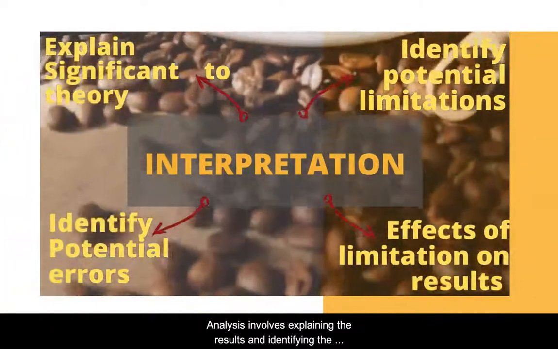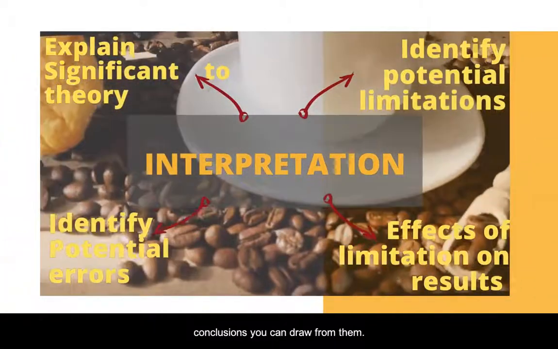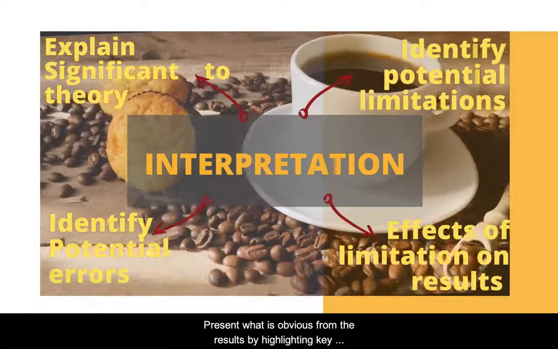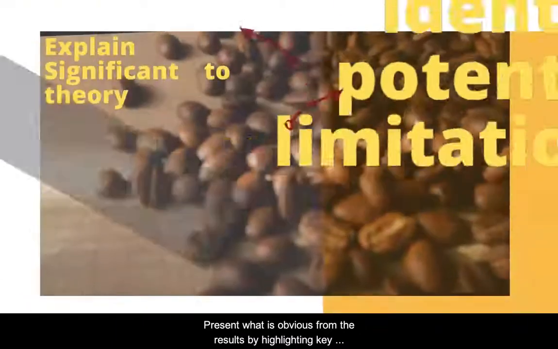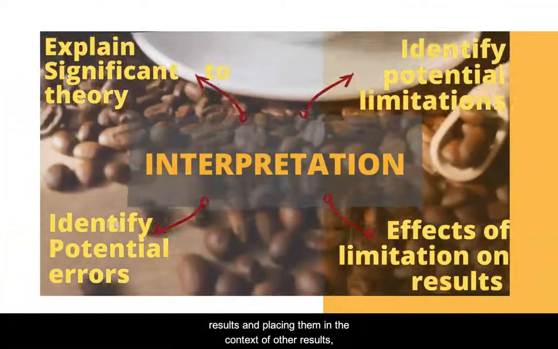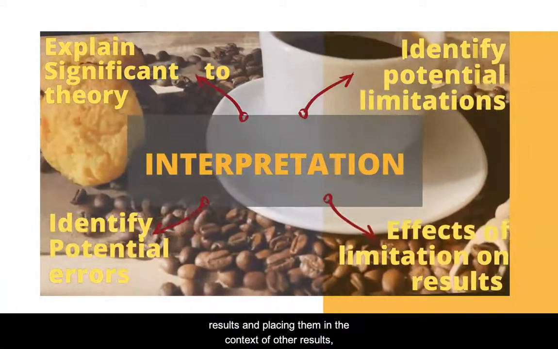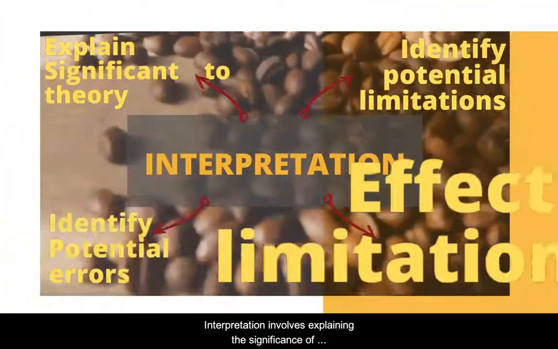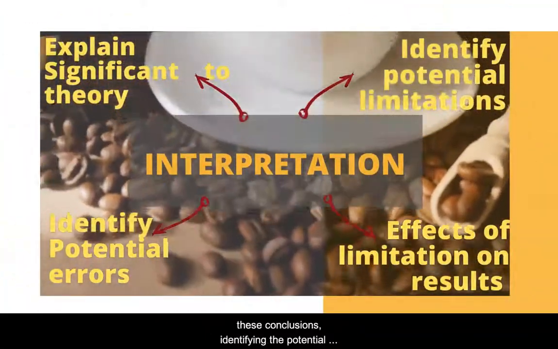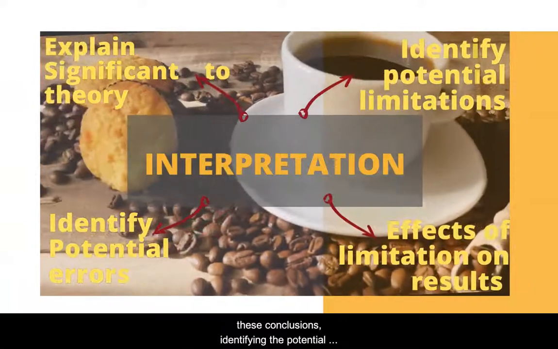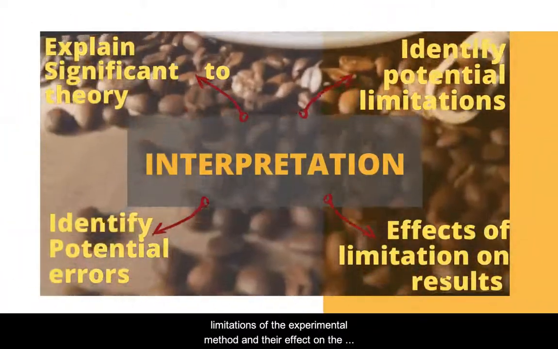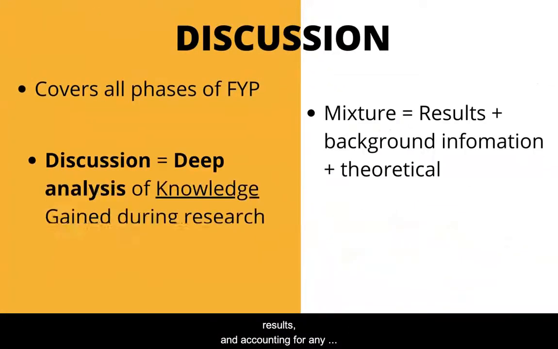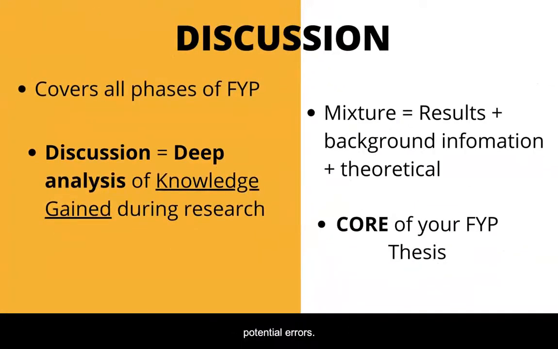Analysis involves explaining the results and identifying the conclusions you can draw from them. You can present what is obvious from the results by highlighting key results and placing them in the context of other results. Meanwhile, interpretation involves explaining the significance of these conclusions, identifying the potential limitations of the experimental methods and their effects on the results, and accounting for any potential errors.